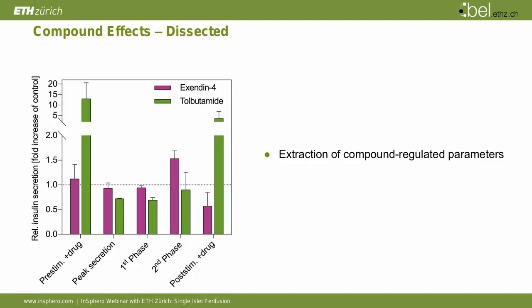Now, with tolbutamide, we see an elevated insulin release in the pre-stimulation phase. As a consequence, we see a reduced peak secretion and also a reduction in the first phase of insulin release. We see that the second phase is not changed, and we see that in the post-stimulation phase, again, we have an increase of insulin release.